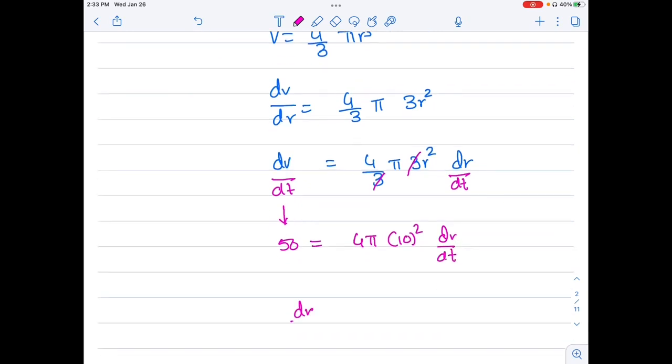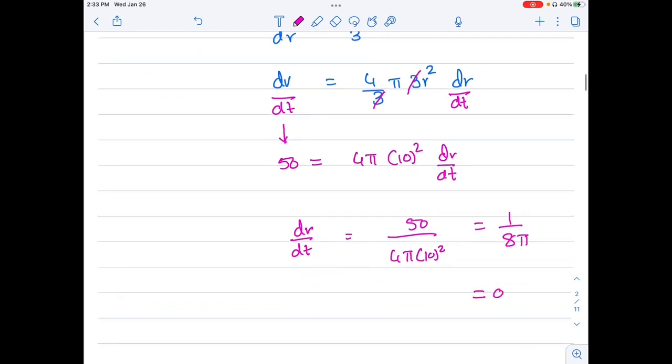So what does dr upon dt become now? It becomes 50 upon 4 pi times 10 square. So which is nothing but what? 1 upon 8 pi, which is equal to 0.0398.